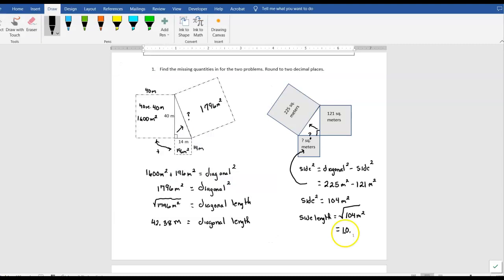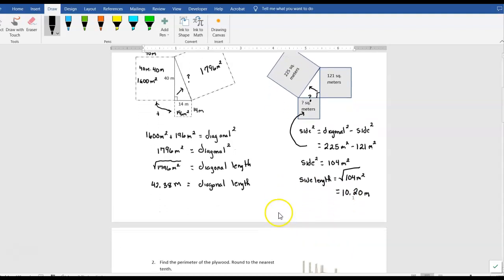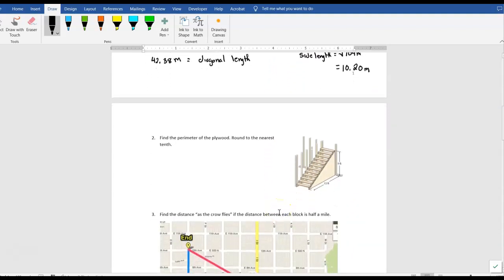We get 10.20 meters when we round. So I'm going to let you guys in your teams go ahead and come up with the answer to this perimeter question. And again, this time we're going to have to find the length of that diagonal first so that you can add up all of the sides.